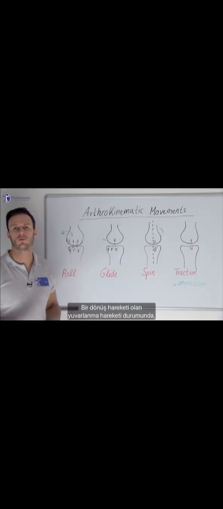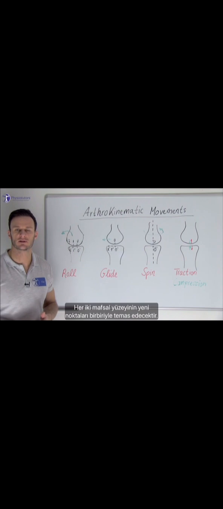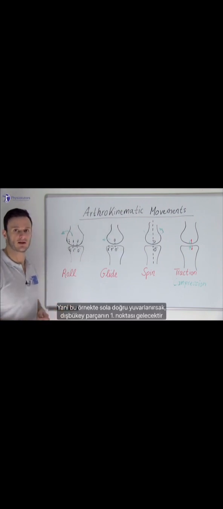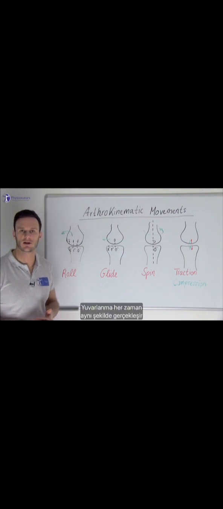In case of a roll movement, which is a rotation, new points of both joint surfaces will make contact with each other. So if we roll to the left, in this example, point 1 of the convex part will come into contact with point 1 of the concave part, point 2 of the convex part will come into contact with point 2 of the concave part, and so on. Rolling always occurs in the same direction as the angulating bone, whether the surface is concave or convex.